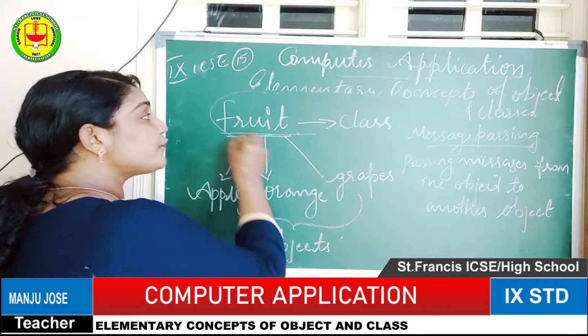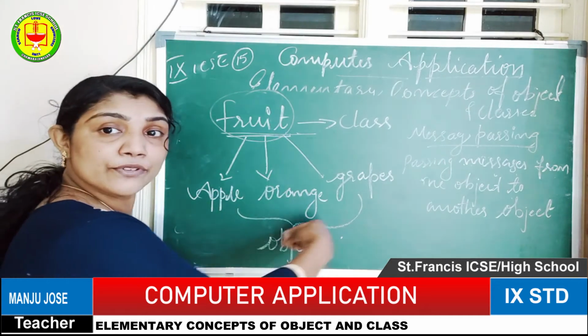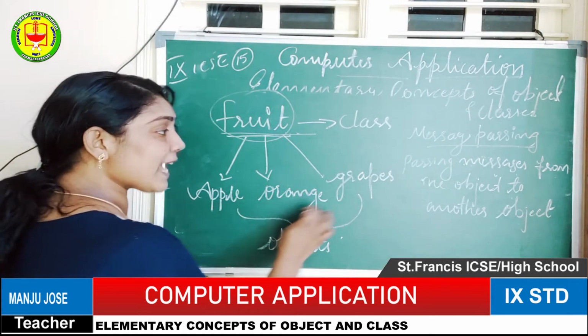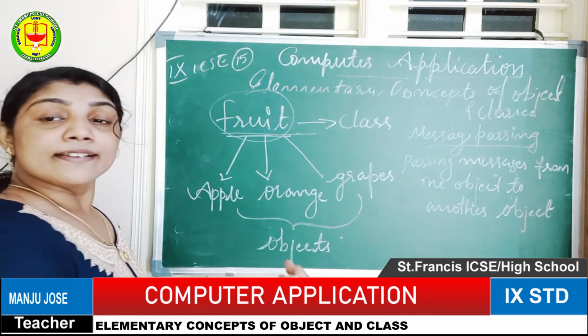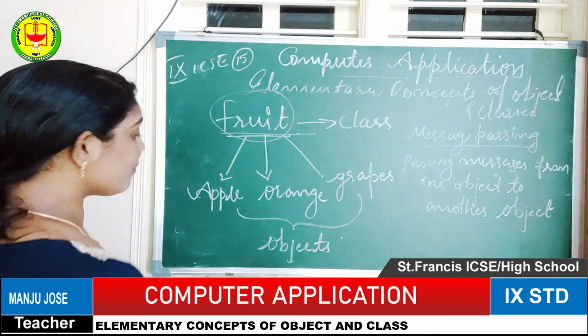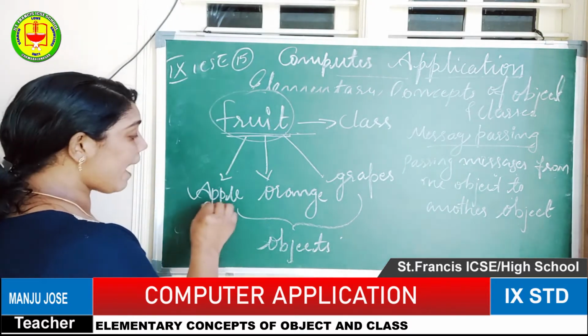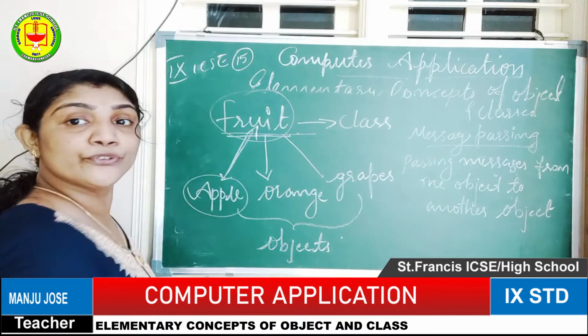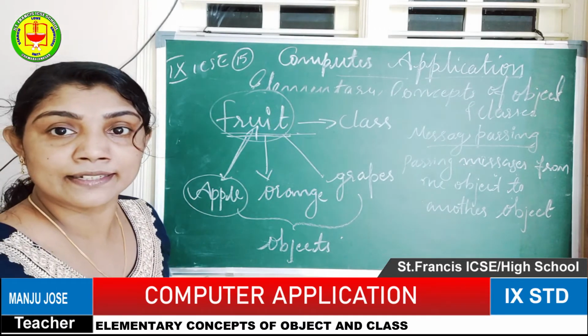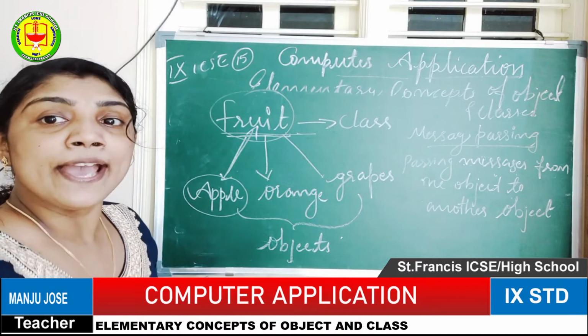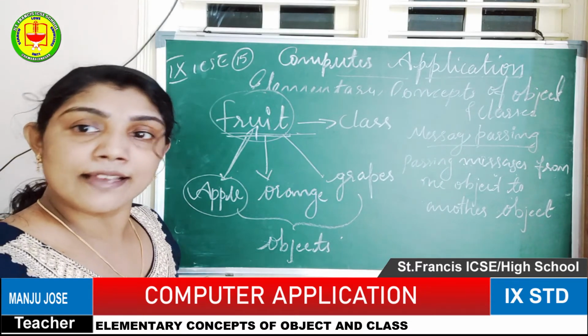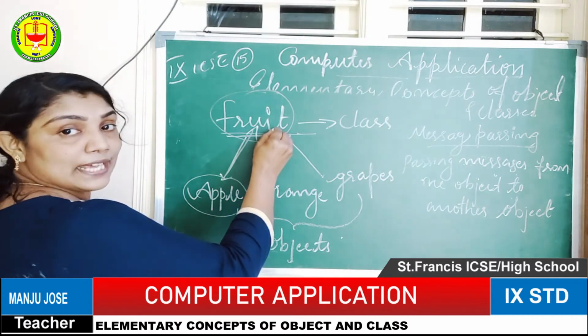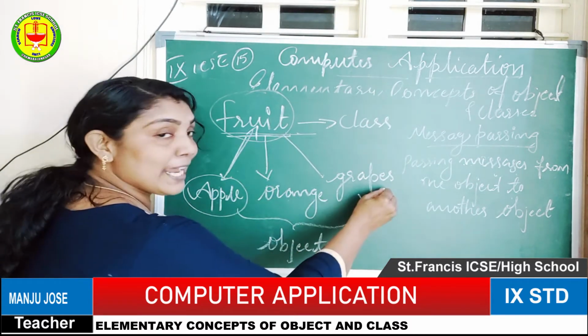So under the fruit, we are using different types of fruits. These different types of fruit have their own characteristics, so that is called objects. So apple is an object of the class fruit. This is the way we are going to explain objects and classes. Fruit is a class, and apple, orange, grapes are objects.